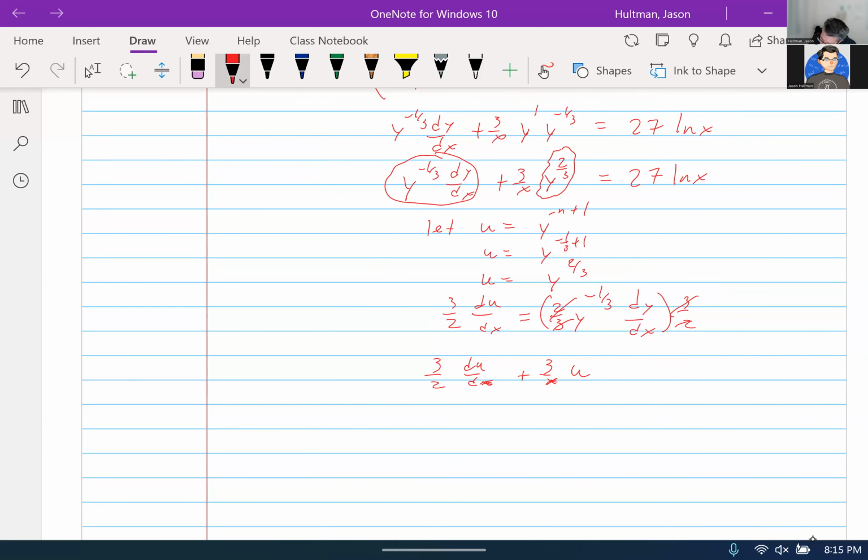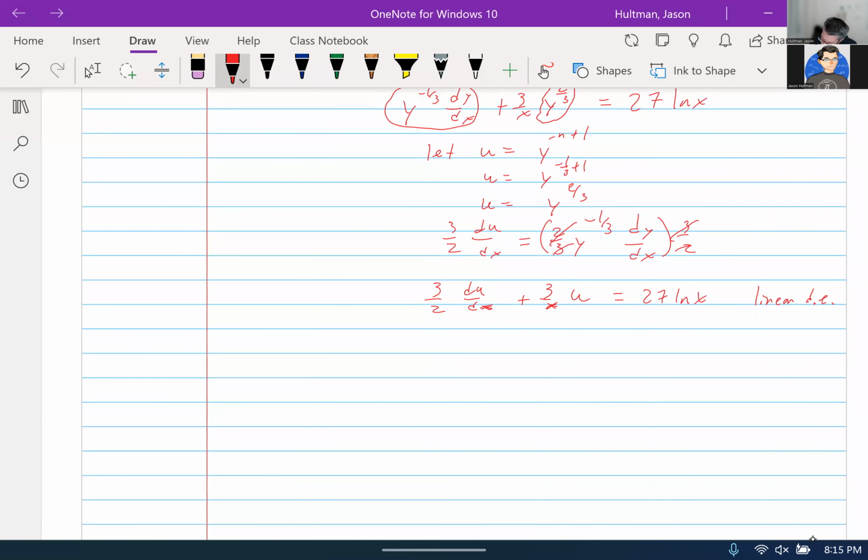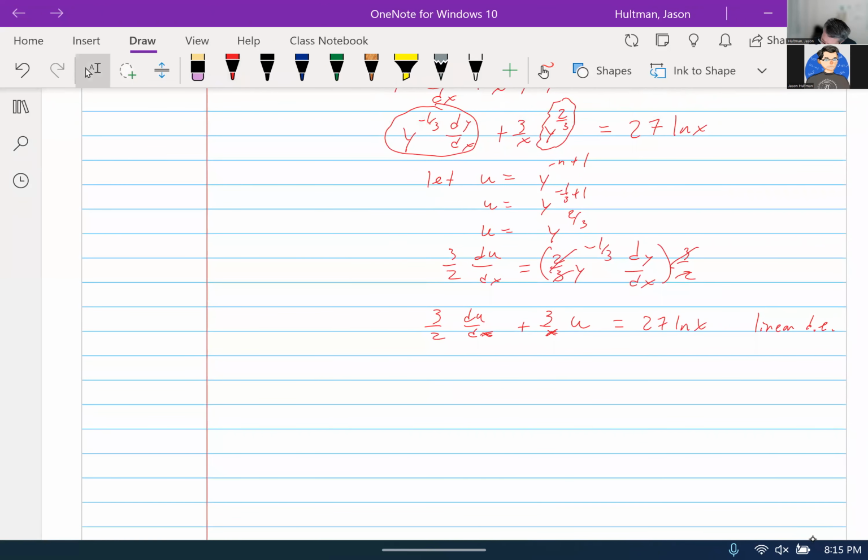Okay, and then that equals 27 natural log of x. That doesn't have any y's or u's, and so I'm good. Okay, this just became a linear differential equation. Oh, nice. Okay, I could multiply through by 2/3 if I really wanted to. Okay, so that's going to become du/dx plus 2/x, right?